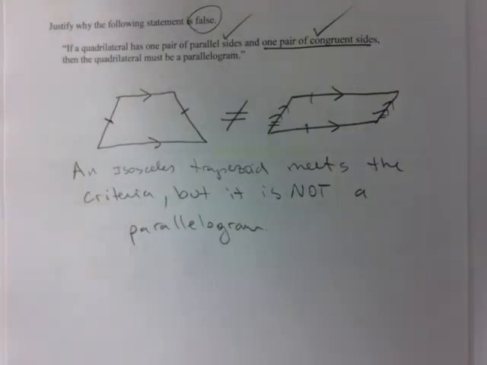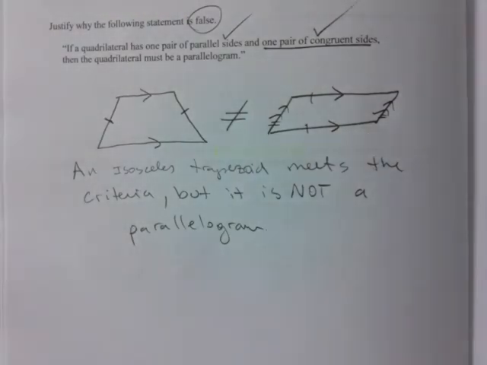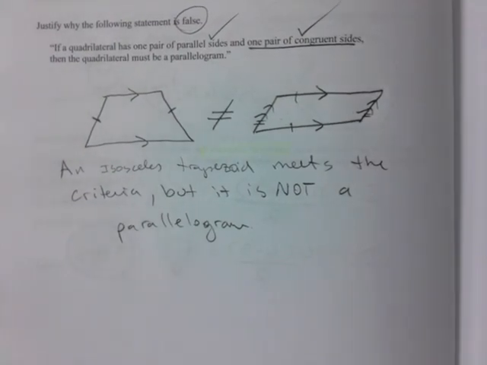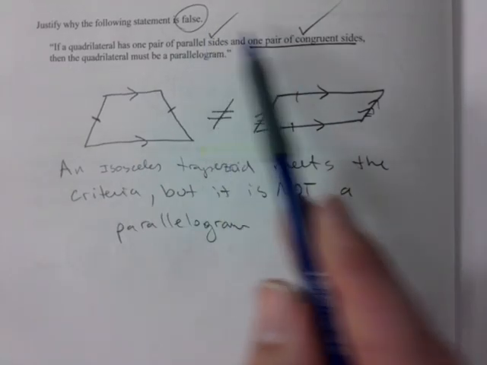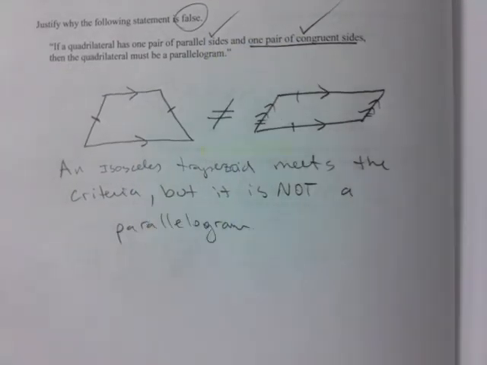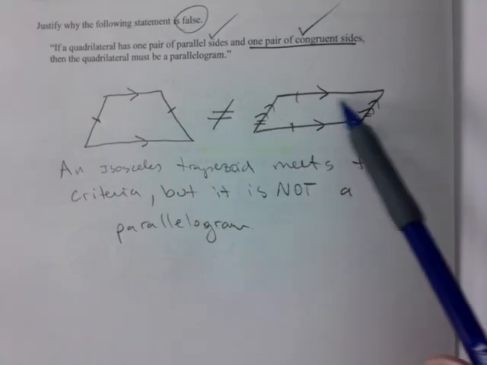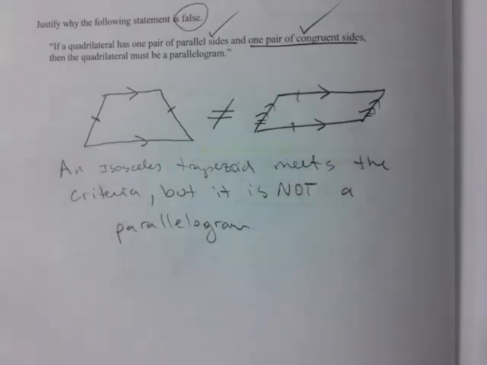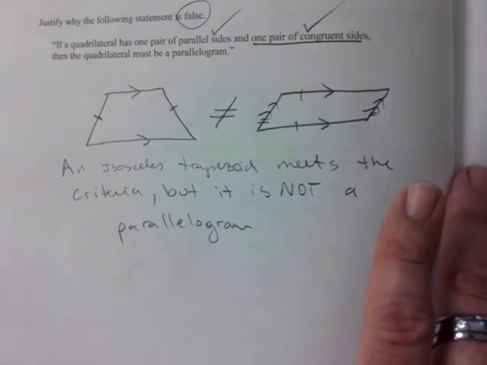You could also say, oh no, kite wouldn't work because kite doesn't have a pair of parallel sides. You're basically left with trapezoid unless you try. If you can prove me wrong, I think this is your only option here. An isosceles trapezoid meets the criteria, like these two things, but it is not a parallelogram. I've used a diagram. I've actually written about it. So there we go. We're good?